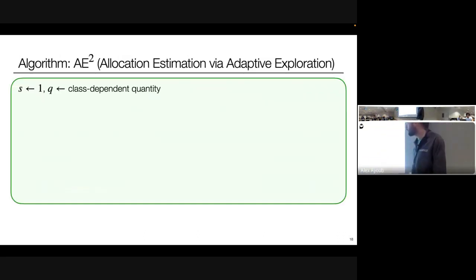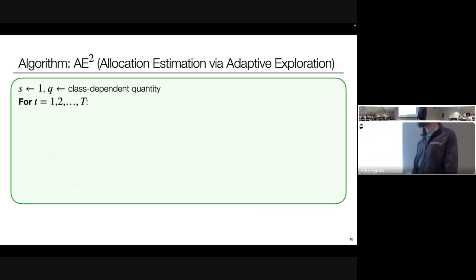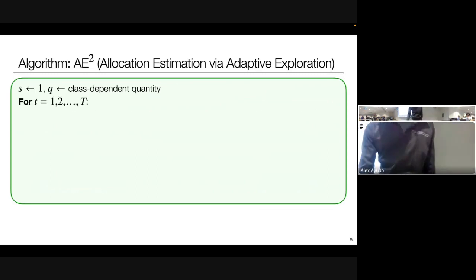Okay, so what is this algorithm? I'll just go through it very quickly. It's actually extremely simple. For t equals 1 to T, we're going to proceed.